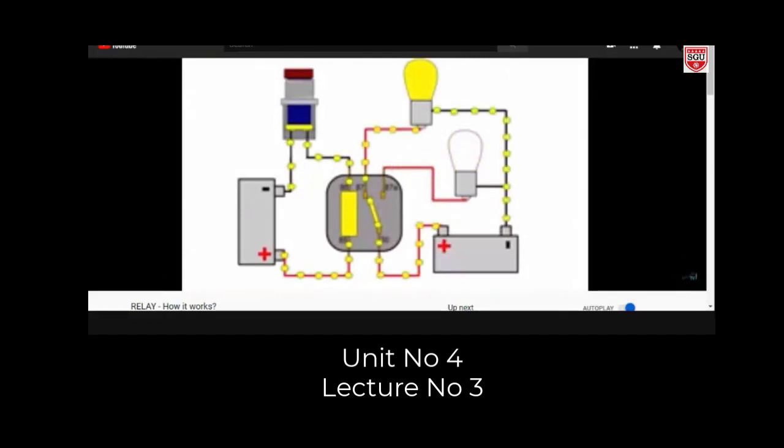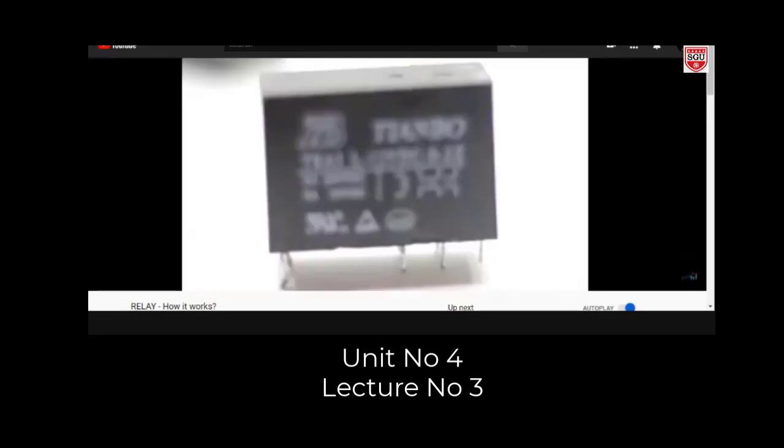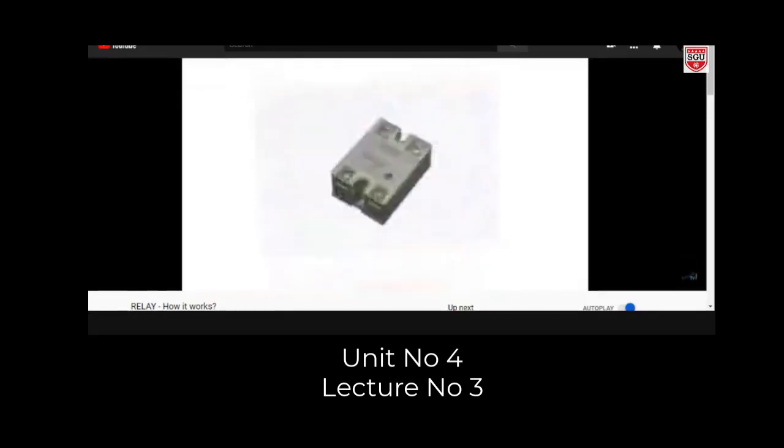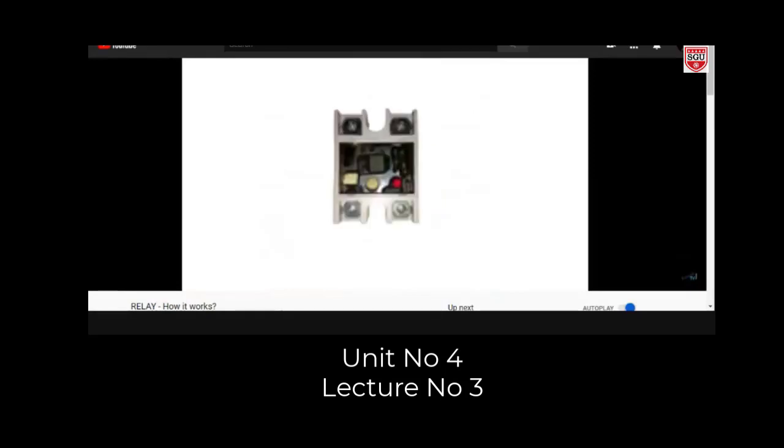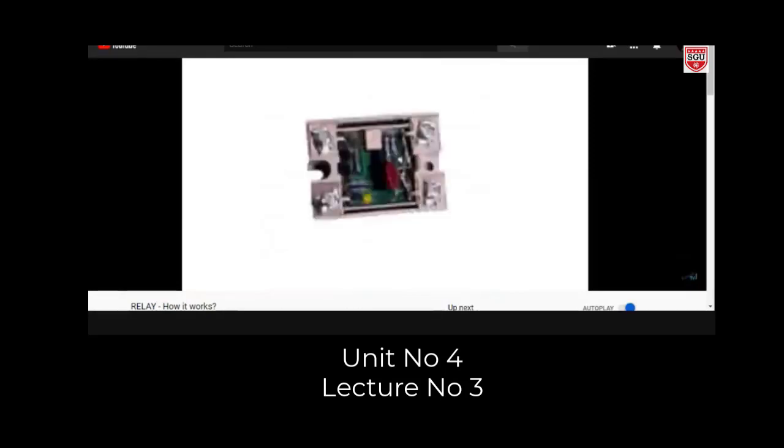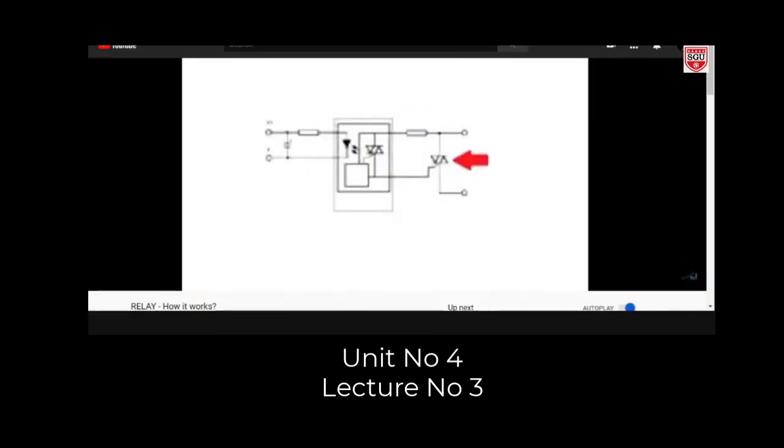The relay can be of two types. The first is the usual one with a solenoid, and the second is the solid-state relay. In the latter, there is no solenoid. The relay has fully electronic stuffing, and there are no mechanical switching contacts. It includes power semiconductor devices such as thyristors and transistors.